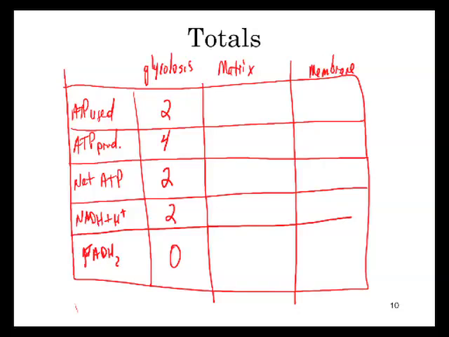I just did that just to show you that it's different. It's still a 6 carbon. What's happening is there's rearranging of hydrogen and oxygen occurring out here.